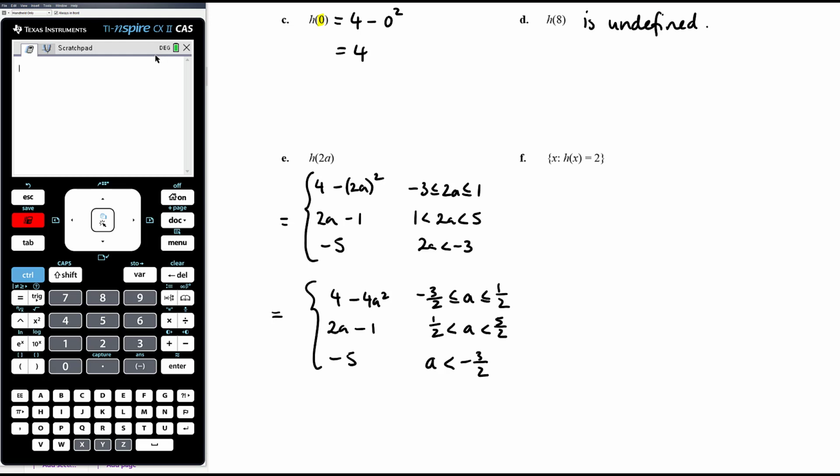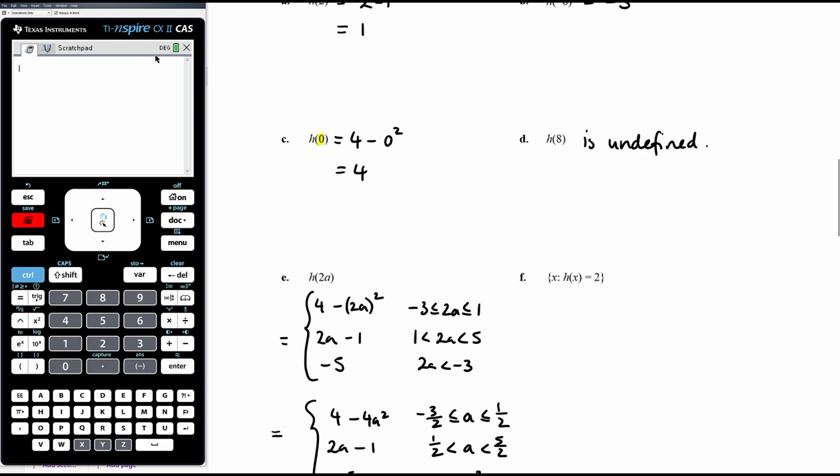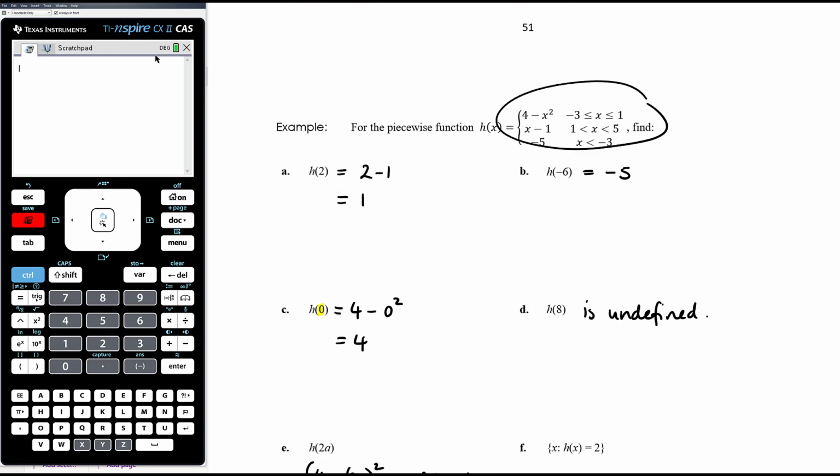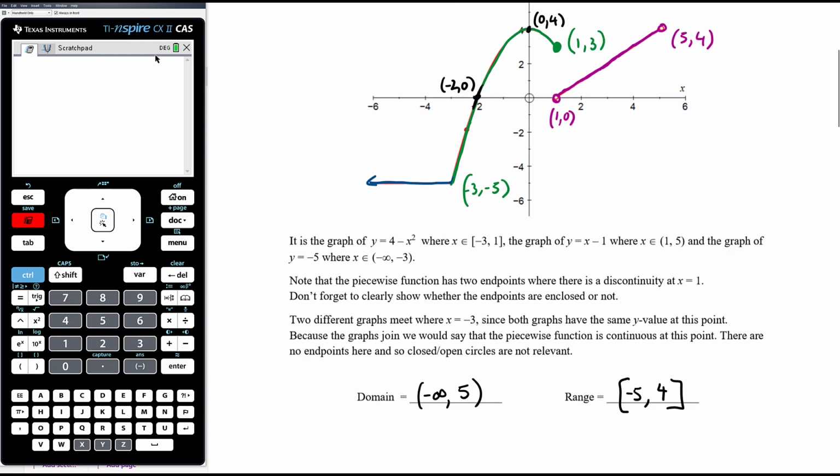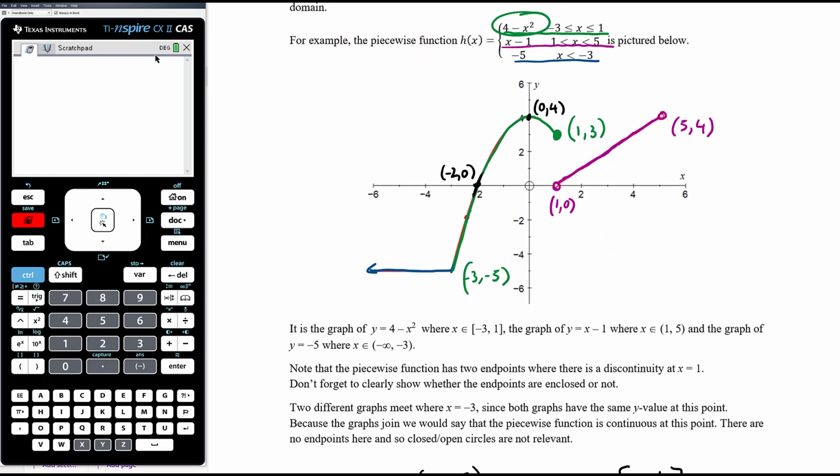Part F of the question asks us to find the set of values of x such that h of x is equal to 2. So now we could go blindly straight into the function here, and we'll talk about what happens if we do that, but we have got a graph up here. So what we want to think about is when h is equal to 2, so that's the line y equals 2 intersecting with y equals h of x, and there are 2 points where that happens. One on the green part, so the quadratic part, 4 minus x squared, and one on the purple part, the line, so x minus 1. So we're going to need to solve those two things.